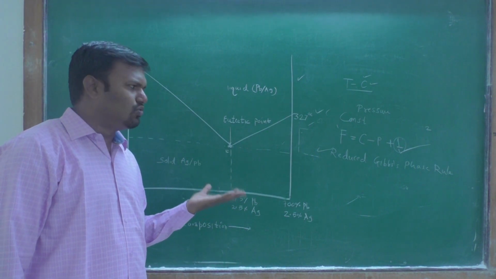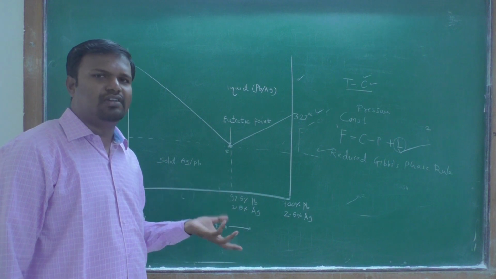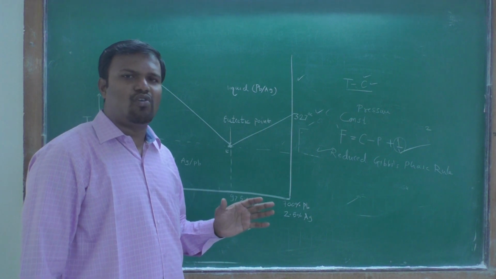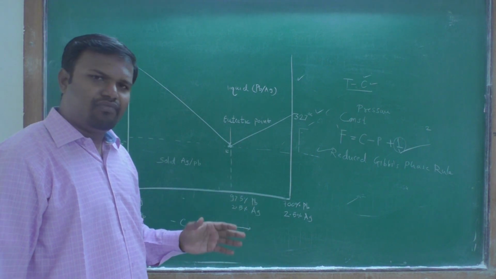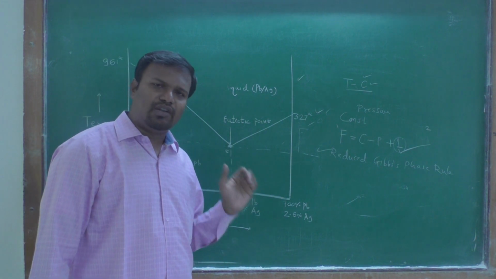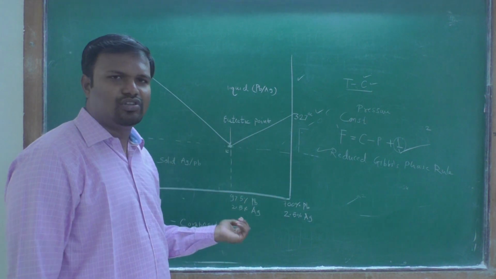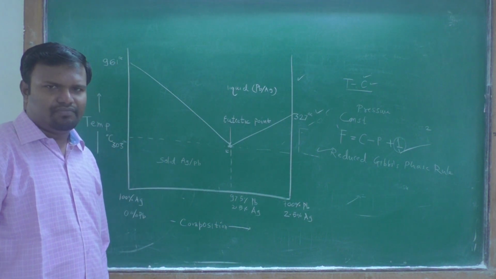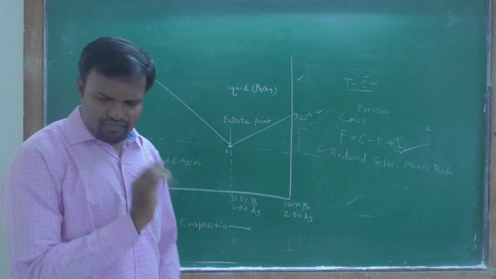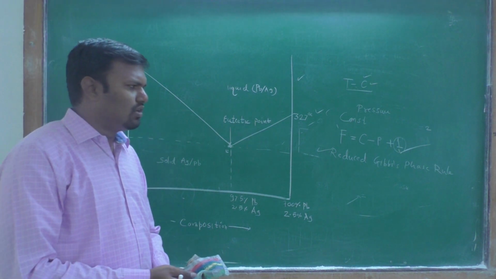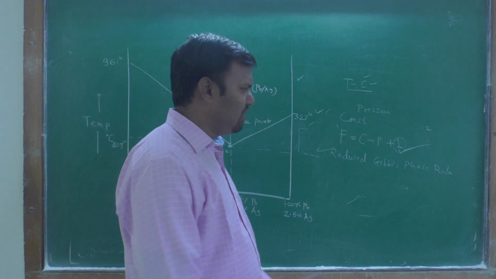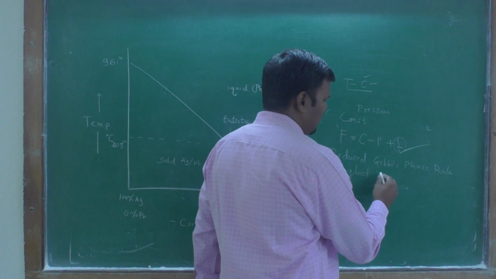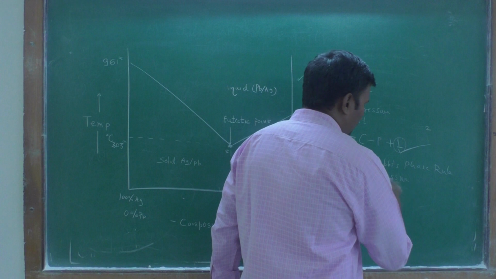Why do we use this reduced Gibbs phase rule? Because one of the variables is less important. In this case, pressure was a less important variable. Therefore, we remove the pressure, and at a constant pressure we vary the composition and vary the temperature. We have to discuss this diagram. Now we have discussed why we use the reduced phase rule and when we neglect the pressure, studying at constant pressure.